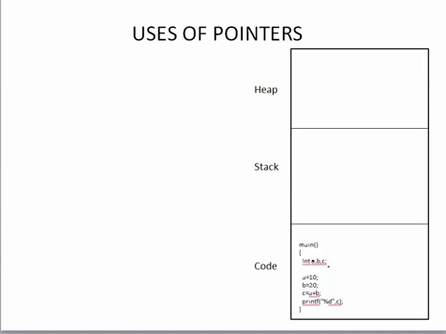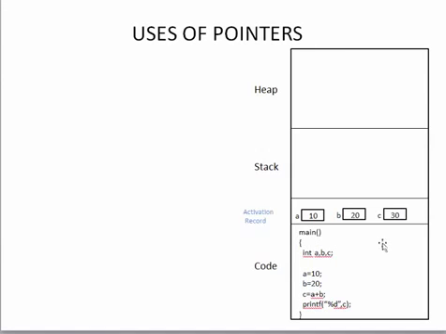Once the program is loaded, it will start executing line by line. The first line has the declaration of variables. So the memory for the variables of the program is allocated. And the block of memory allocated for the program or a function is called an activation record.